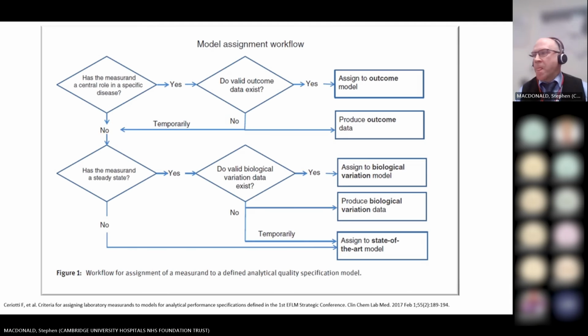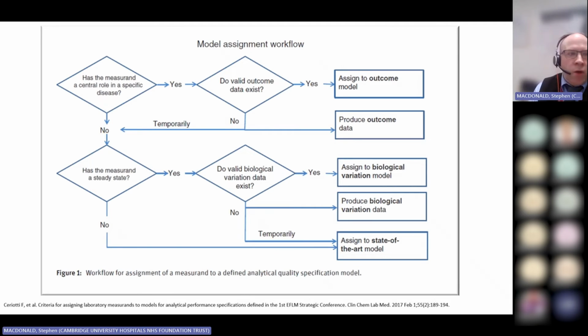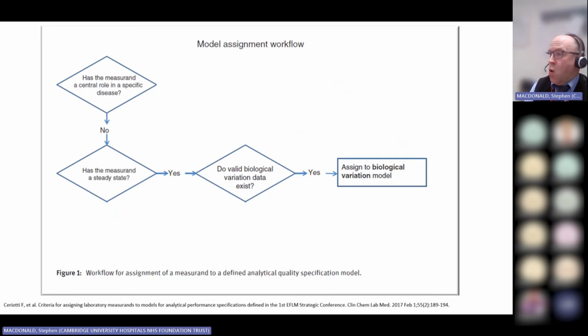So how does that look in our model assignment workflow? Has the measurand a central role in a specific disease? We say no, and then that drives us through checking for valid biological variation data. And if there is valid biological variation data, then considering using that for performance specification derivation.